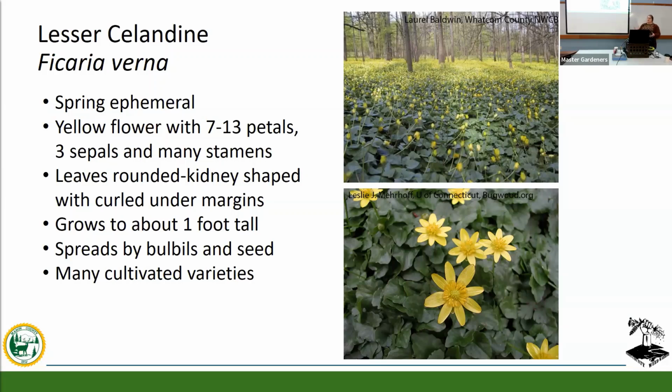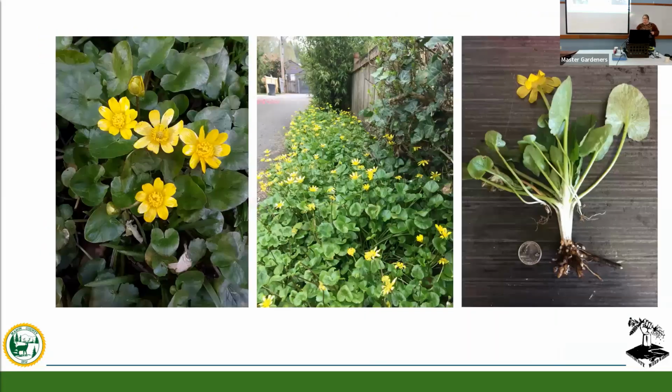The leaves emerge first. They're heart-shaped to kidney-shaped. You can see they're deep green color. The flowers are quite beautiful. They're shiny, yellow. They have 7 to 13 petals. This plant will spread by seed, bulbil, and these tiny little tubers. So you can see there, that's an area where it's taken over.